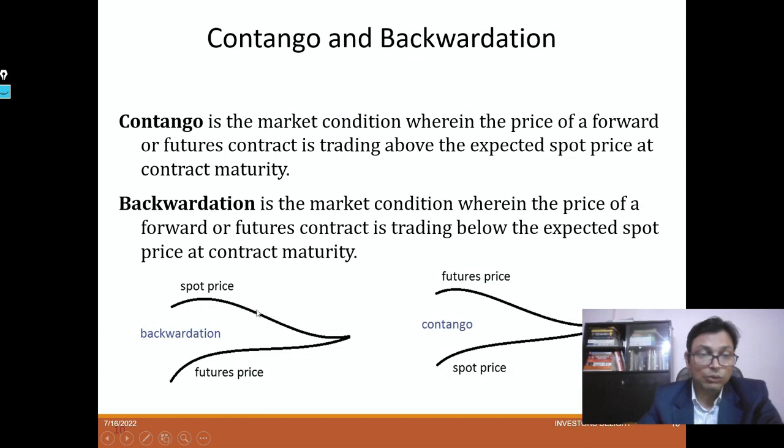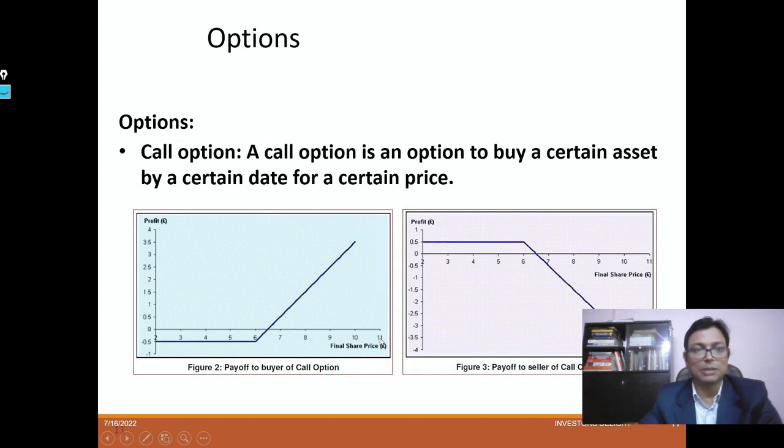And then we have backwardation. So backwardation is the market condition where the price of a forward or future contract is trading below the expected spot price at the contract maturity. Here spot price is higher and future price is lower. That's why it is called backwardation. And over a period of time, future price goes up and spot price goes down and they converge. So that's the market that you have to understand.